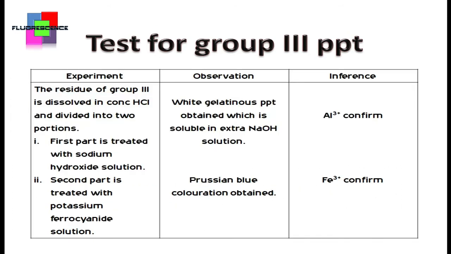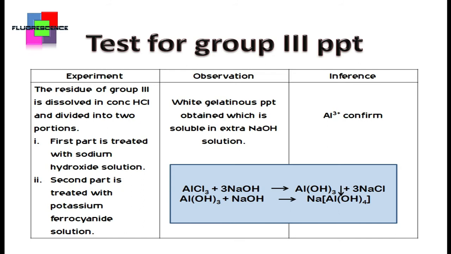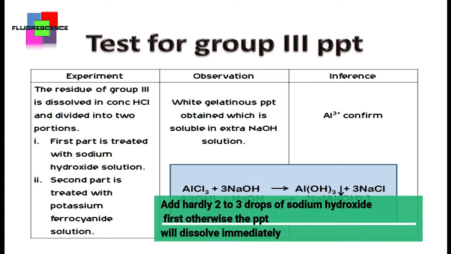In group 3, take the precipitation, add concentrated HCl and dissolve it. In the first part, add a little bit, hardly 2 to 3 drops of sodium hydroxide. You will get a gelatinous white precipitation, which will indicate the presence of aluminium ion. If you add an extra amount of sodium hydroxide, that gelatinous white precipitation will dissolve. I repeat, if you add extra, then it will dissolve.